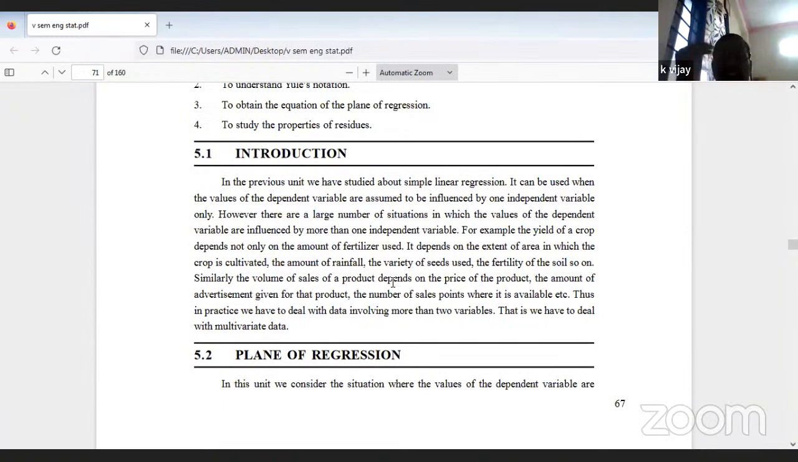In the earlier units we studied simple linear regression, and we learned the correlation range of -1 to +1. It can be used when the dependent variable is assumed to be influenced by one independent variable. I told you that one is the independent variable and the other is the dependent variable. However, there are a large number of situations where the dependent variable is influenced by more than one independent variable.